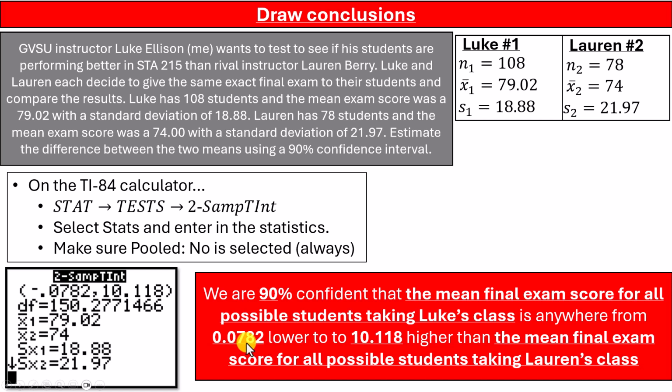It could be anywhere. It could be a little bit lower for Luke's class, or it could be all the way up to about 10 higher for Luke's class, right? As compared to the mean final exam score for all possible students taking Lauren's class. So it takes a little bit of attention to the detail here to write the conclusion, but hopefully this makes sense based on what we got.